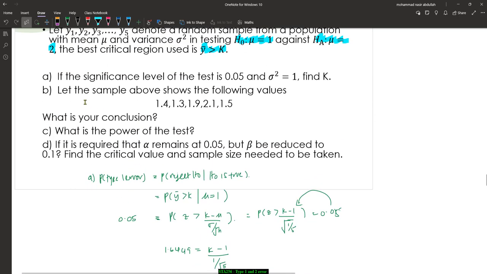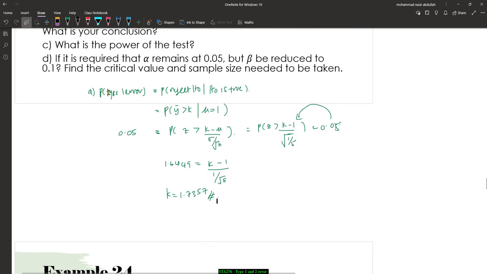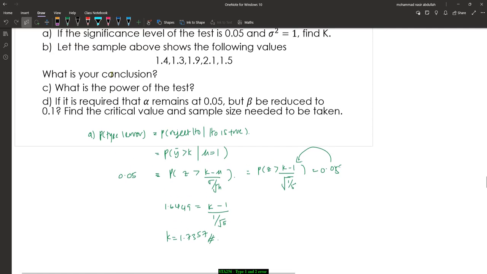so number B, let samples above show the following values 1, 2, 3, 4, 5, right? 1.4, 1.3, 1.9 until 1.5. So what is the conclusion? So the conclusion will be, kita tengok y bar dulu lah. So y bar should be equal summation of yi divided by n. So this one 1.4 plus 1.3 plus 1.9 plus 2.1 plus 1.5 divided by 5. So this one should be equal to 1.64, I think.